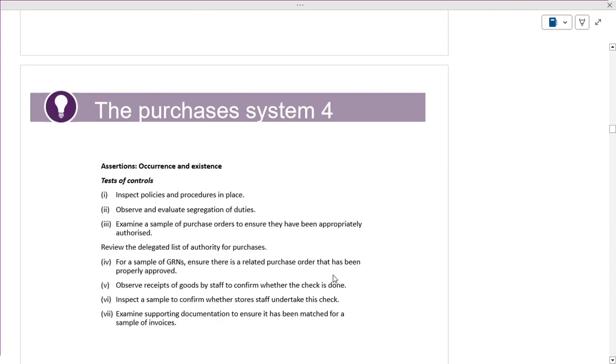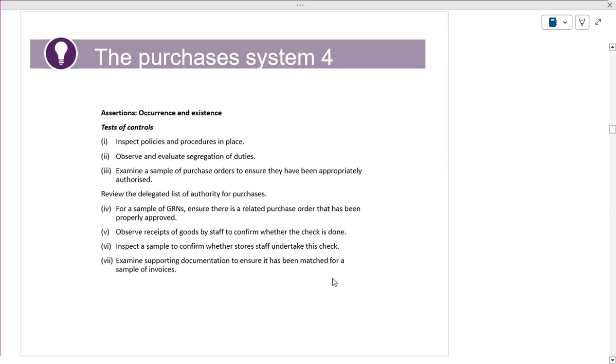Now, what are the tests of controls? Inspect what policies and procedures are in place. Who will place the order? Who is authorized to place it? In the test of control, what we are doing is inspecting. The second one, we observe and evaluate.